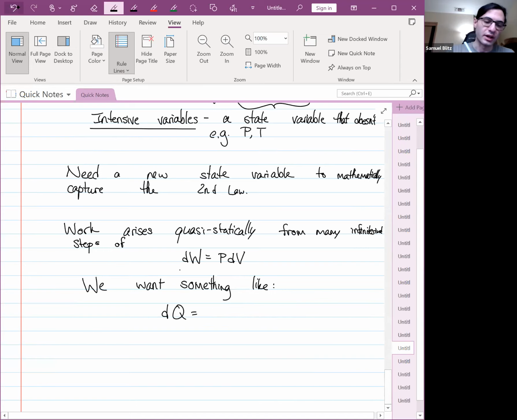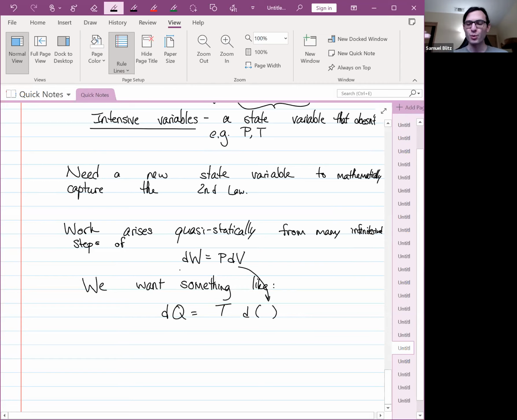What drives heat flow is a temperature difference. So we should have T filling in our first parenthesis. It's the thing that drives heat flow, just like how P drives work. Now, the question then is, what do we put in here?